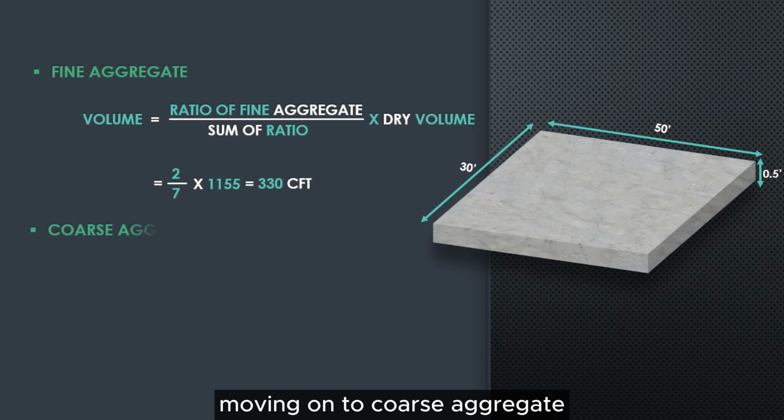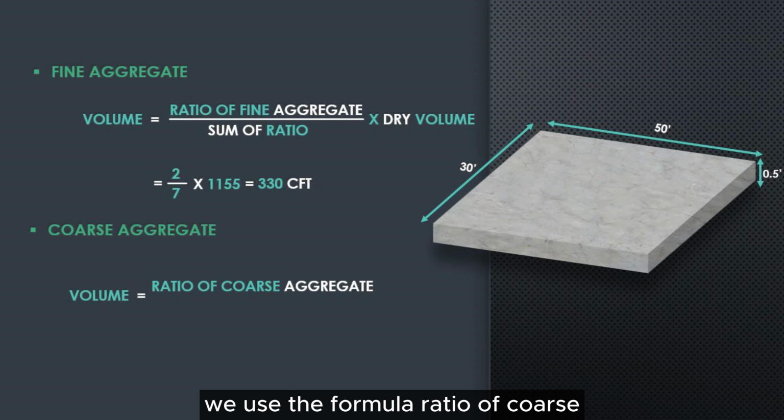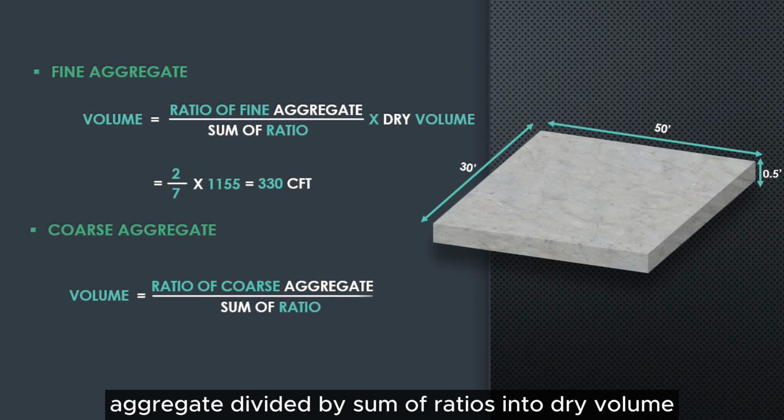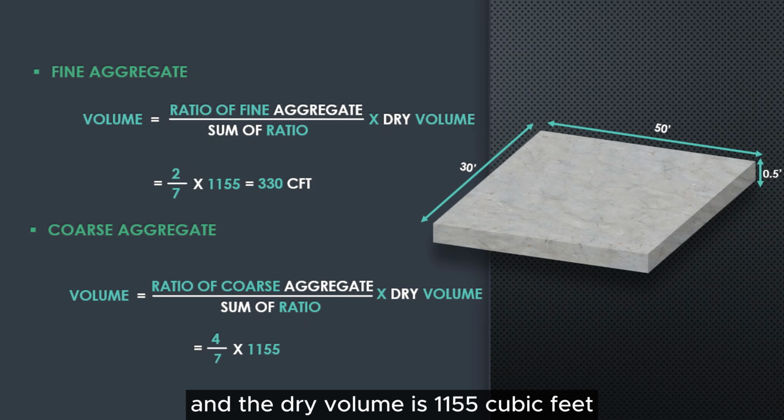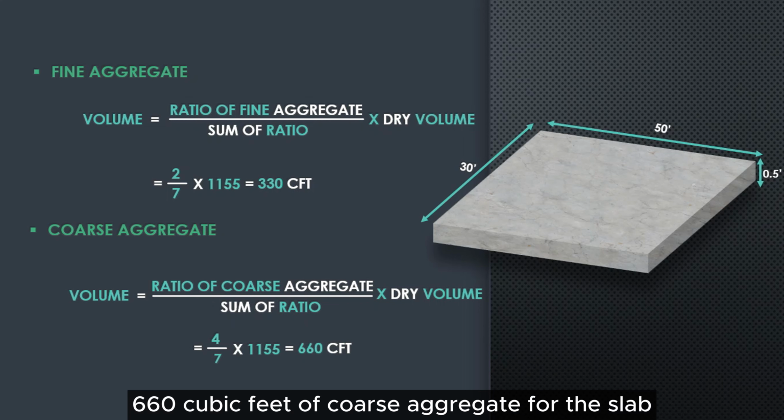Moving on to coarse aggregate, we use the formula ratio of coarse aggregate divided by sum of ratios, multiplied by dry volume. For M15 grade concrete, the ratio of coarse aggregate is 4, the sum of ratios is 7 and the dry volume is 1155 cubic feet. Calculating this, we find that we need 660 cubic feet of coarse aggregate for the slab.